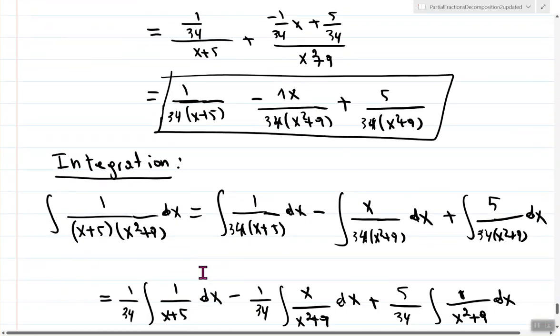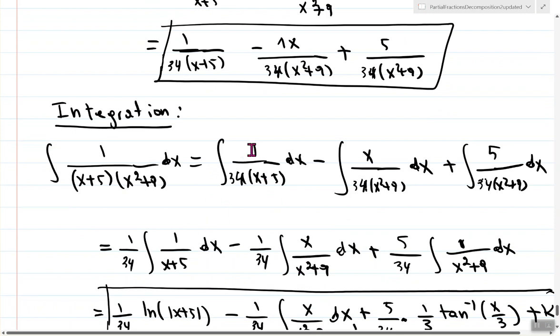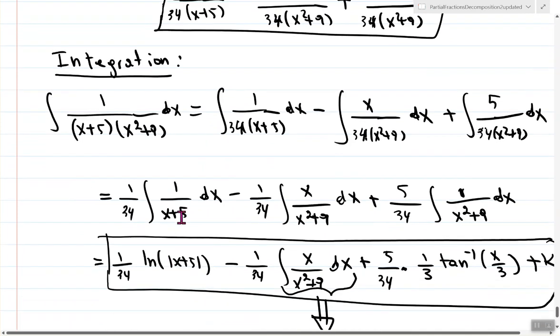So now we go to integration. To integrate the original integral means we're going to integrate these three partial fractions. Now for the first one, we will move 1 over 34 outside, then it just becomes the integral of 1 over x plus 5, which is natural log of absolute value of x plus 5. The second one, after we move 1 over 34 outside, we get the integral of x over x squared plus 9 dx. This just begs us to use the u substitution. u is x squared plus 9.